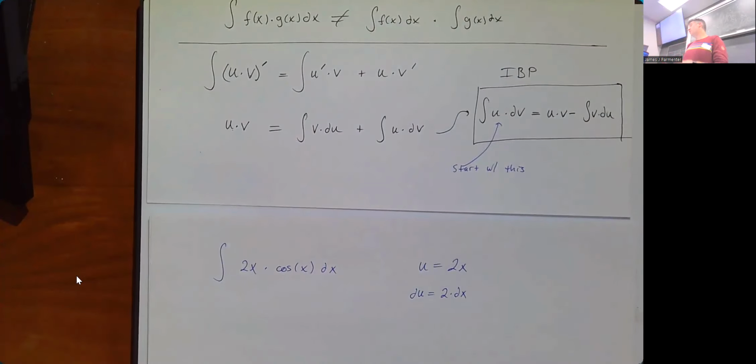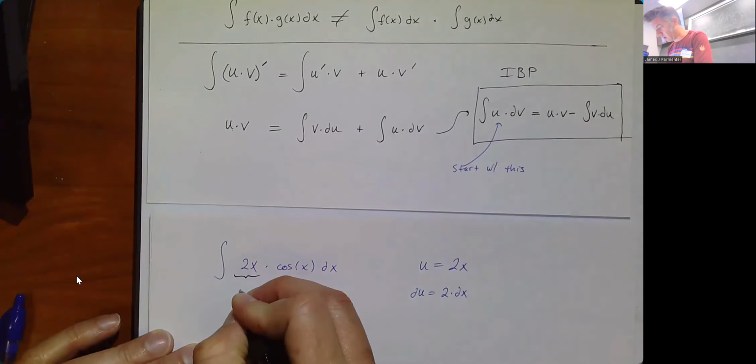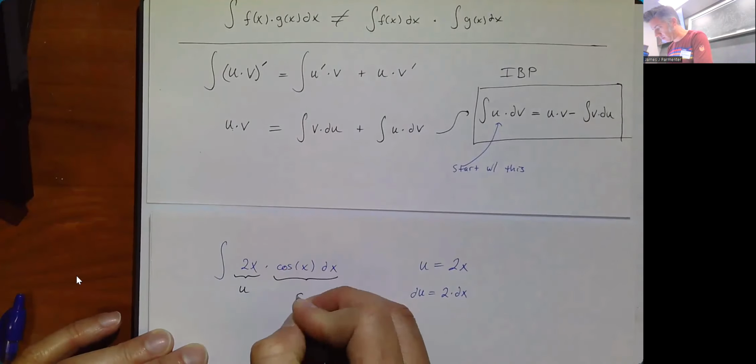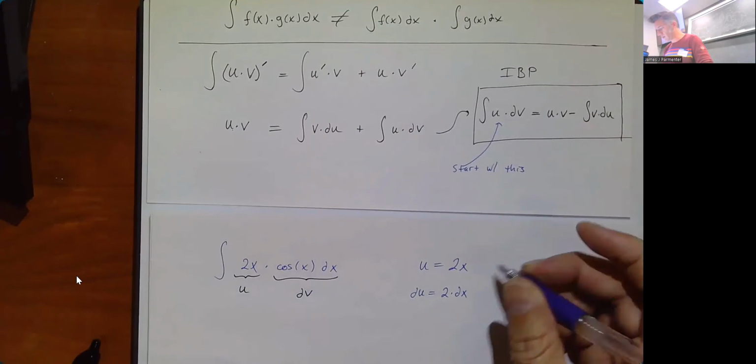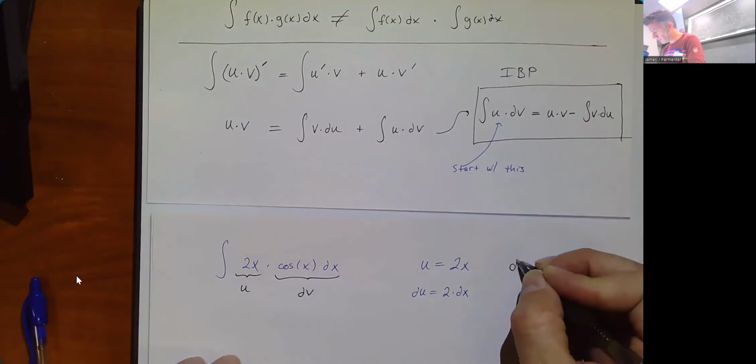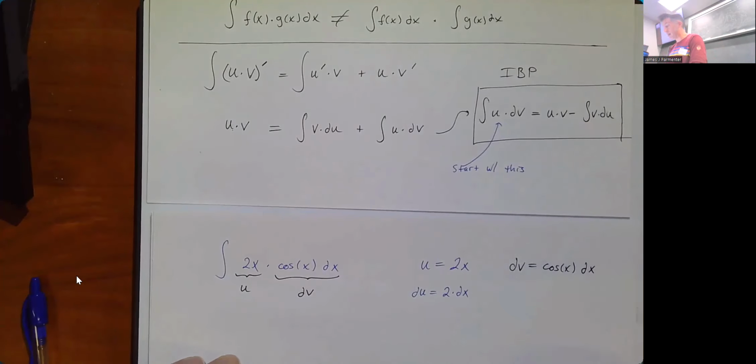And then after you've decided what u is equal to, you have no more choices. dv has to be everything else that is multiplied by u. So if my u is equal to 2x, my dv has to be the entire rest of the integral, including the dx. So our dv is equal to cosine of x times dx, and v is the antiderivative of dv.